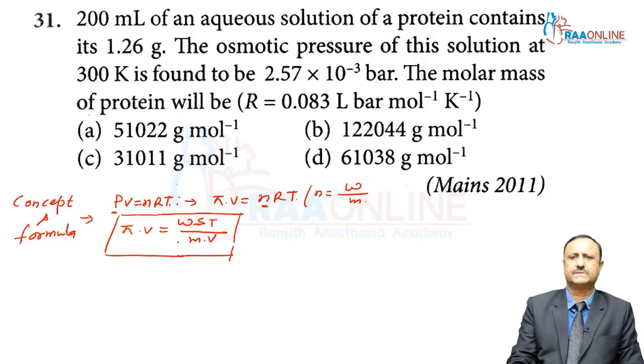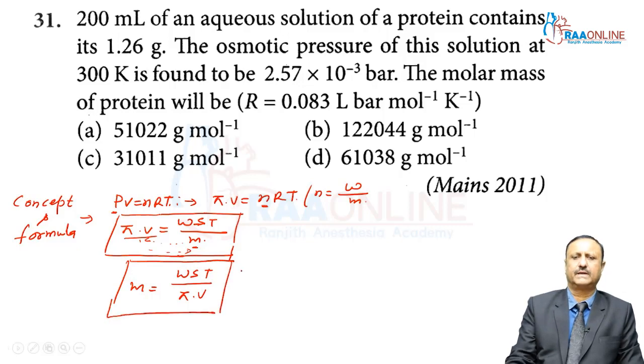Here, my dear students, when we see the osmotic pressure, here M is the molar mass, you can calculate the molar mass. So, M goes to the pi V and pi V goes below, then W S T. So, your formula becomes M is equal to W S T upon pi V. Now, my dear students, here M is the molecular weight, the molar mass, and W is the weight.